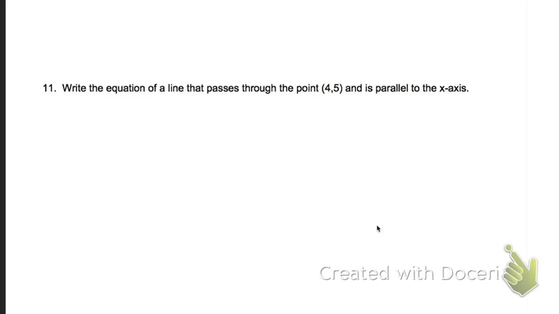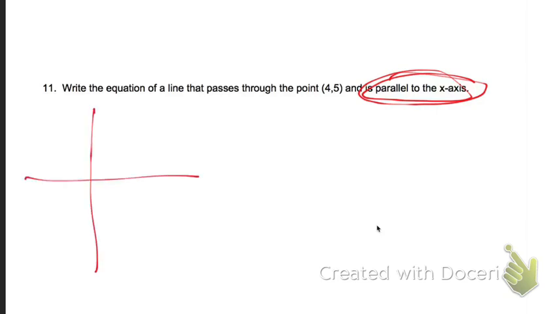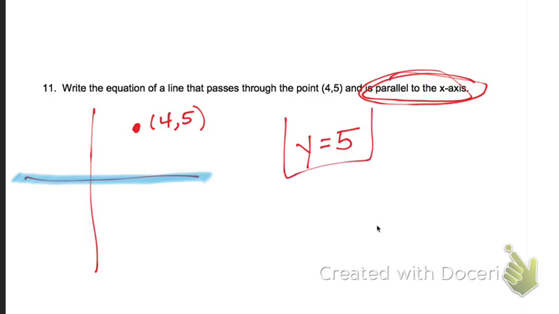And the last one, parallel to the x-axis. This is a doozy right here. So here's my graph. This is the x-axis right here. If something's parallel to that, it has to be a what kind of line? Horizontal or vertical? Horizontal. Here's my point 4, 5 right here. So if it's going to be a horizontal line that goes through that, what's the equation of that line? X equals or Y equals? Y equals. Good.